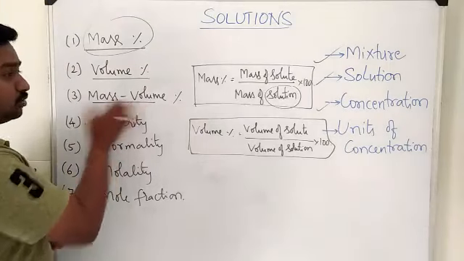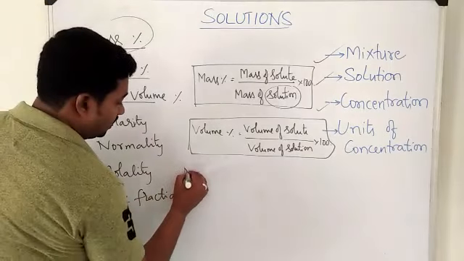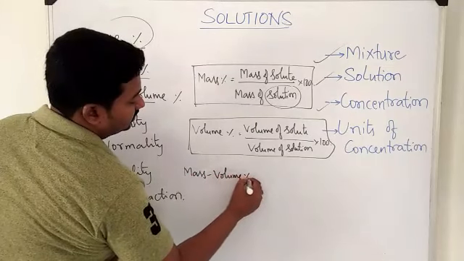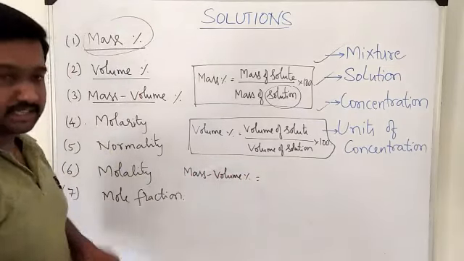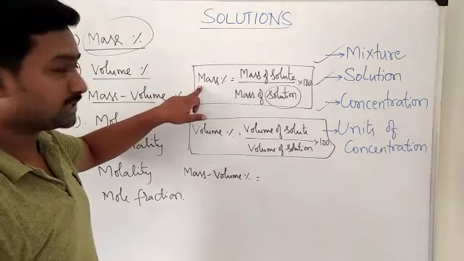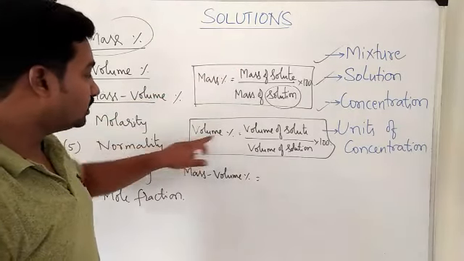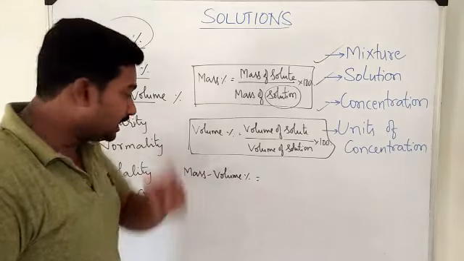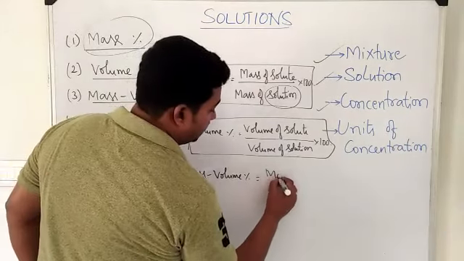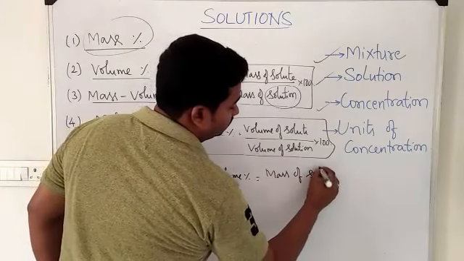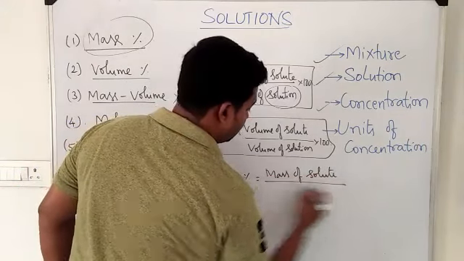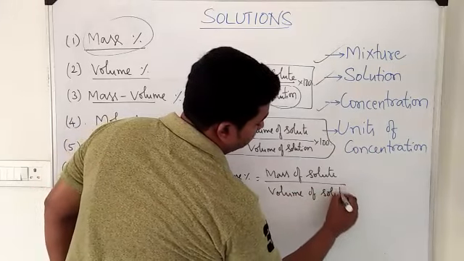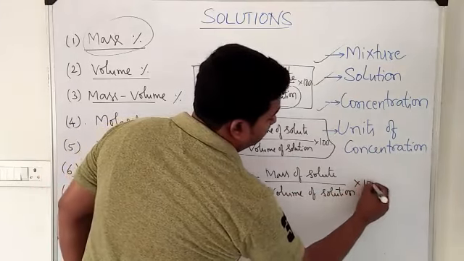Then what is mass volume percentage? By this time you would have understood it, because you know what mass percentage is. Mass by mass is mass percentage. Volume by volume is volume percentage. Then what is mass volume percentage? Very nice. This is mass of solute by volume of solution into 100.